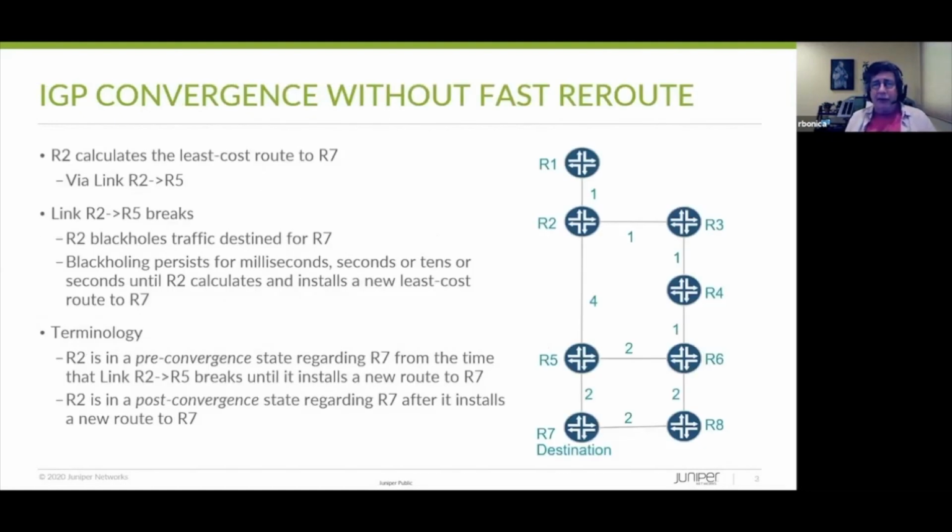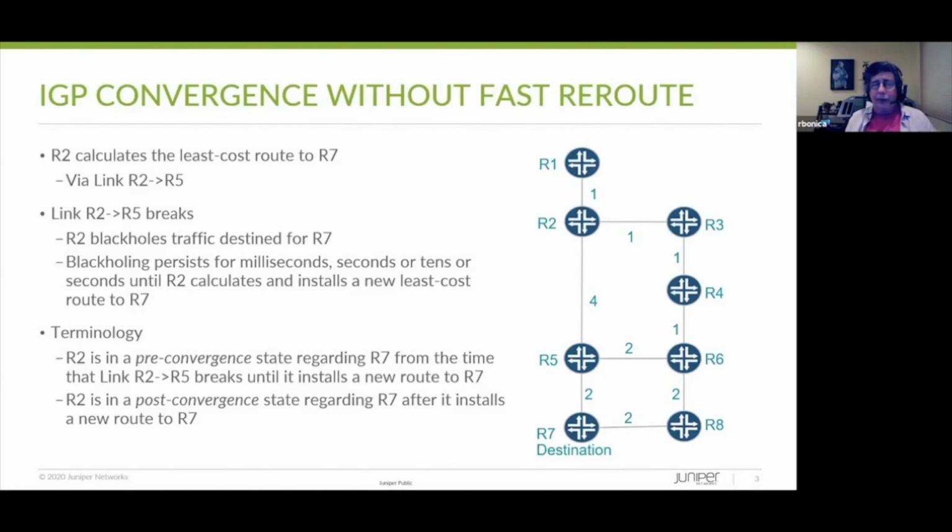Let's say for a minute, R2 calculates its least cost route to R7. That's going to go through R2, R5. Now, if R2, R5 breaks, R2 is going to black hole traffic destined for R7. And this black holing may persist for a while. Certainly, R2 has to install new routes to R7, but maybe other nodes also have to do that before the IGP reconverges. So for some small period of time, we're going to have black holing, and that's called the convergence period.